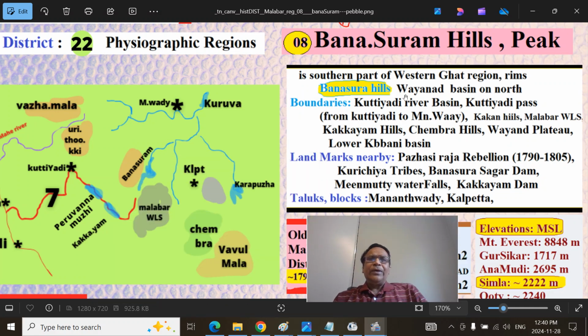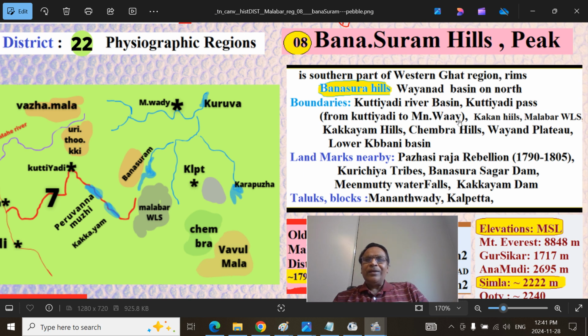This is the southern part of the Western Ghats region, the rim of the Western Ghats. Banasura is named after the historic, mythological king who ruled this area, Bana, son of Bali and grandson of Bhudevi. This is in the Wayanad basin, further north. The boundaries are, if you remember, the Kuttiyadi River Basin and Kuttiyadi Pass, at the western side of the Banasuram Mountains.